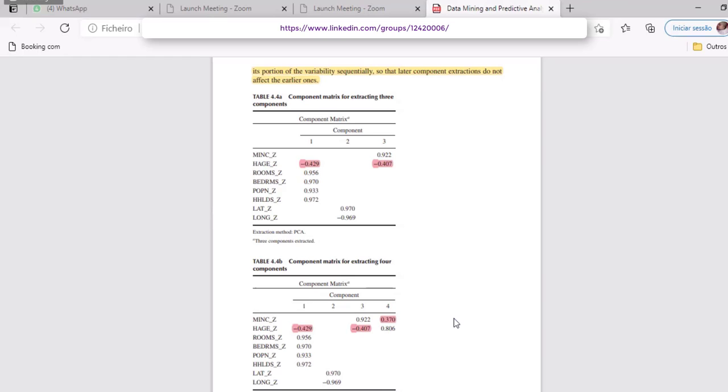Okay, in this case, they can remove it. They can say that, okay, we don't have any evidence from the literature review that this variable is completely essential for our analysis, and we can remove it.